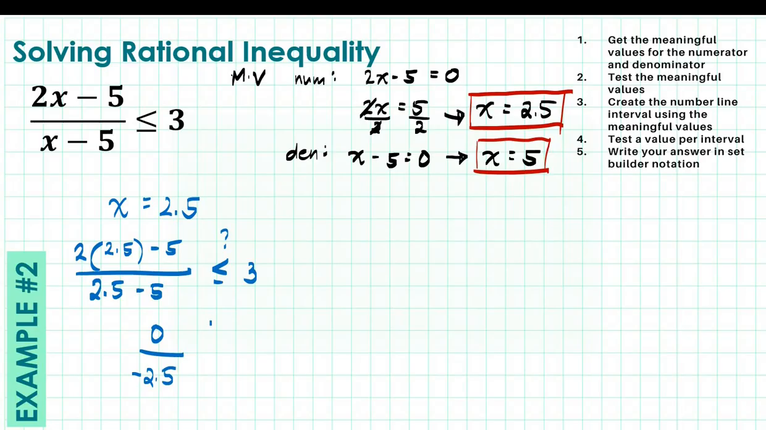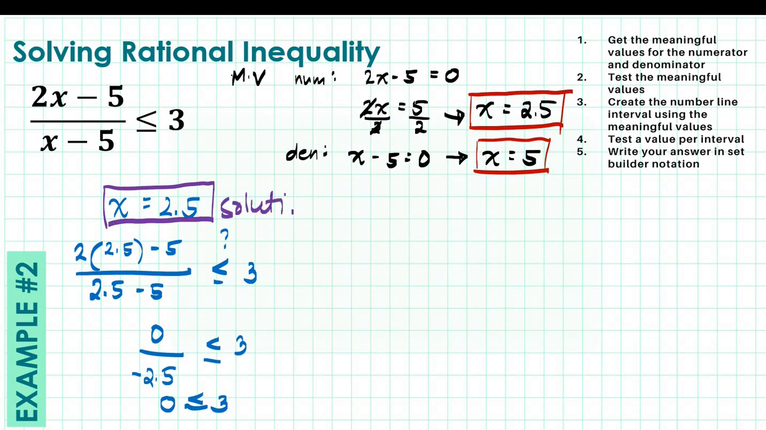So, this will simply be equated to 0. And we know that indeed, 0 is less than 3. So, that means x equals 2.5 is a solution because the inequality was satisfied. How about for the other value? The other value of x is 5.